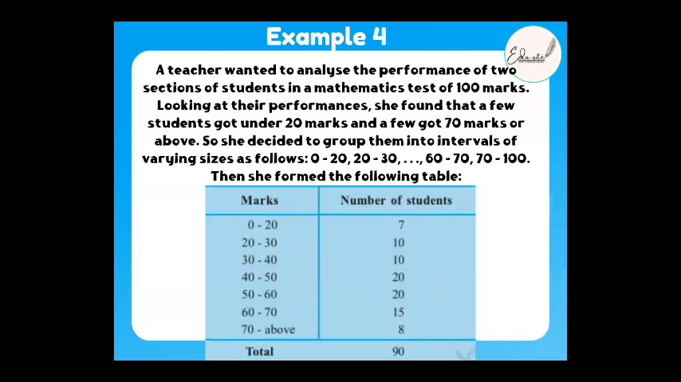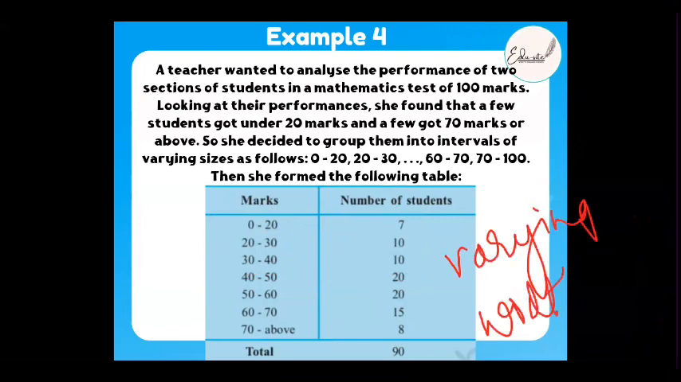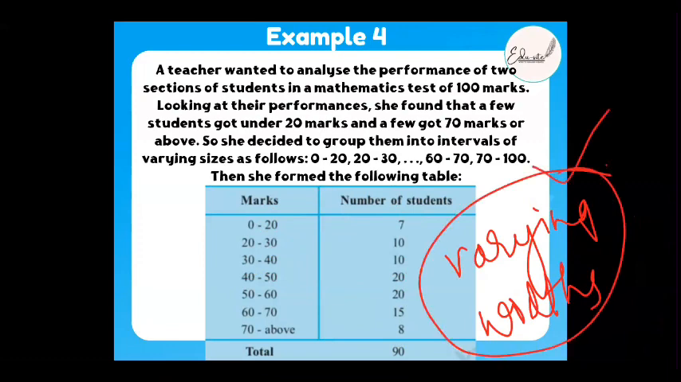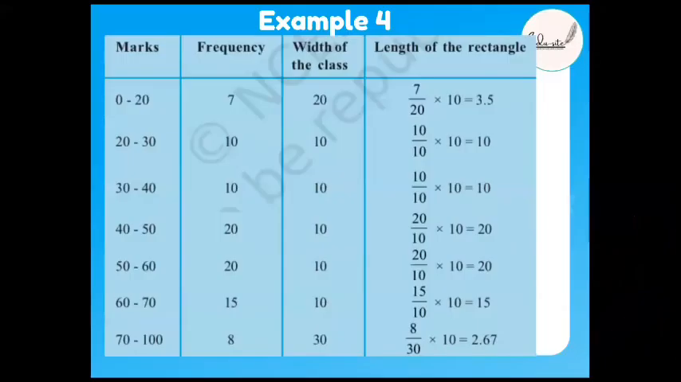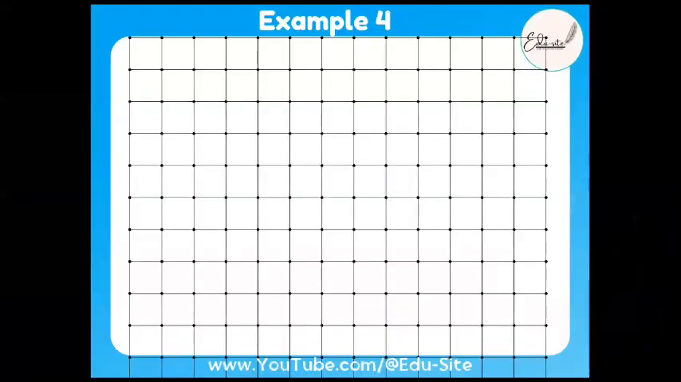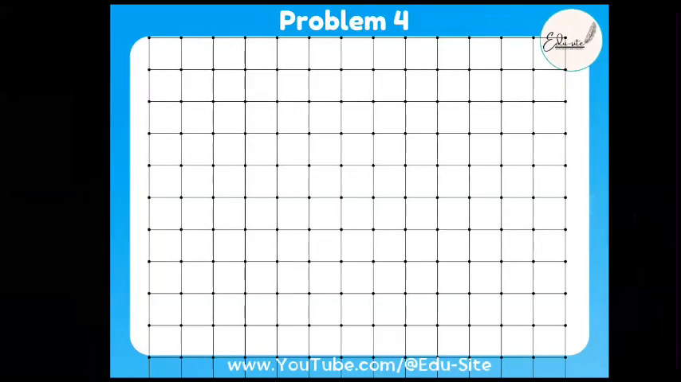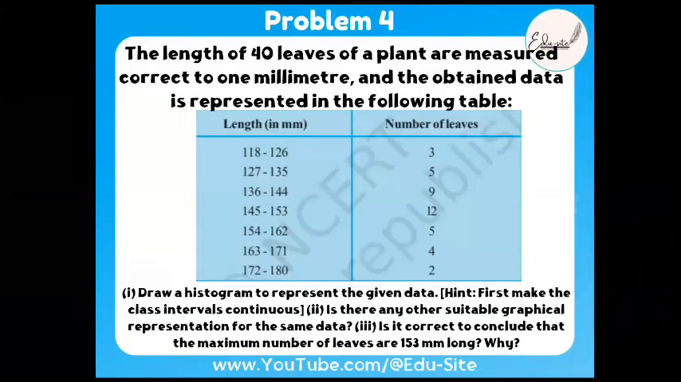This was the way we created the histogram for varying widths, right? Yes. Okay. So we had seen this example problem, and we had seen one more exercise problem as well. For this exercise problem, what was the only change that we had made here?